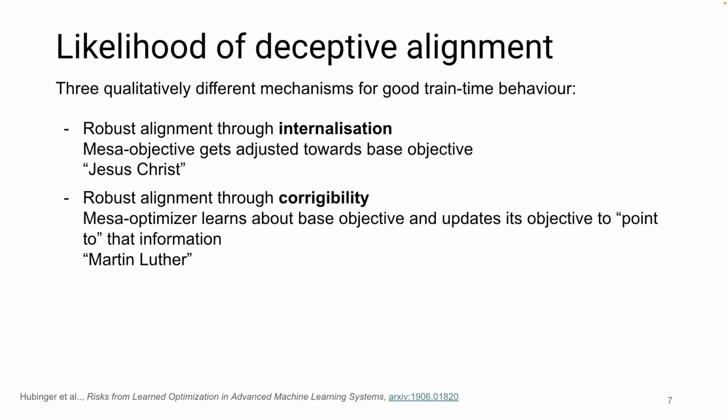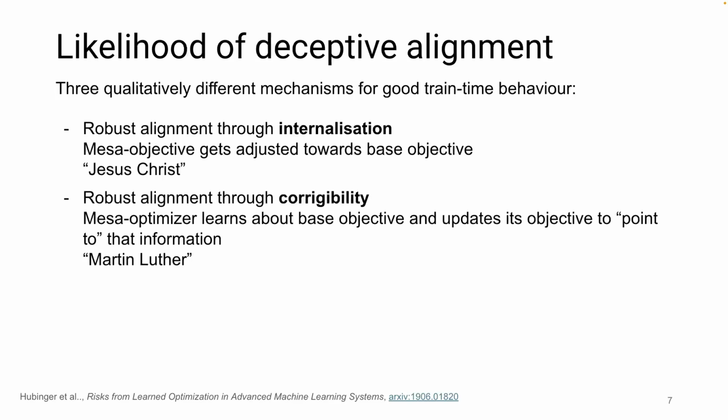So there's this second possibility that perhaps we're going to get some quite robust alignment, but not through internalization, but through something the authors of this paper called corrigibility. In this case, perhaps the mesa optimizer learns about the base objective at some point in training, but instead of intrinsically modifying its mesa objective to gradually get closer and closer towards the base, it gradually updates its objective to point towards what it thinks the base objective is.